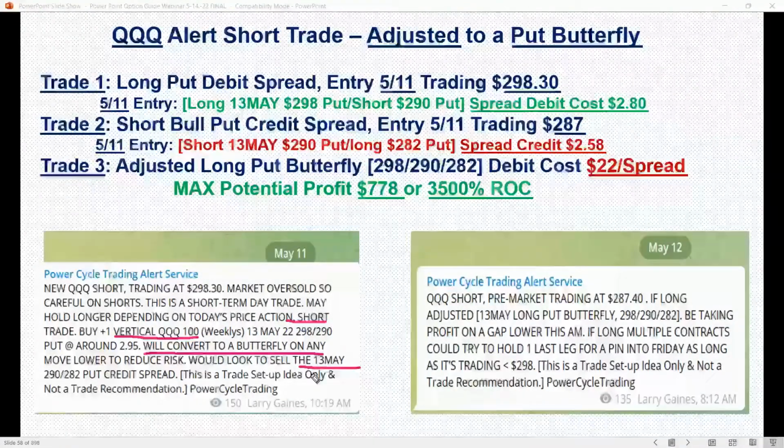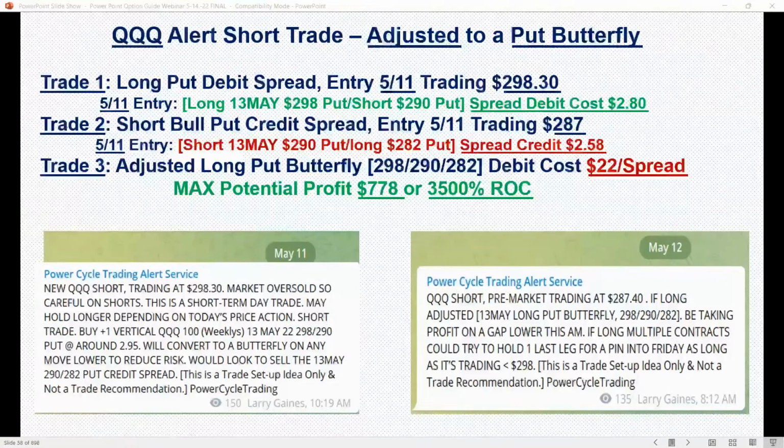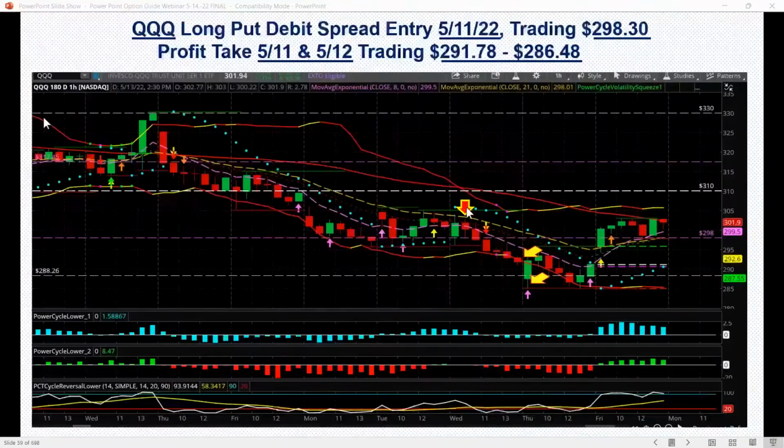Would then look to sell the 13 May 290, 282. So that's what we did when it was trading down here at lower. And then we had a nice, huge profit take the next day on that. So let's go through and I'll show you the profile. So here it was, again, here was the put debit spread set up right here.